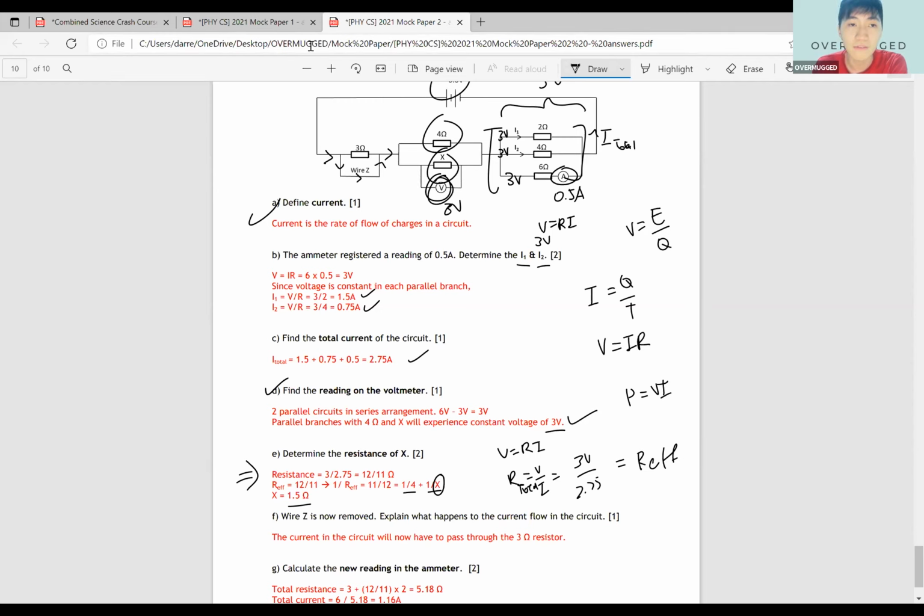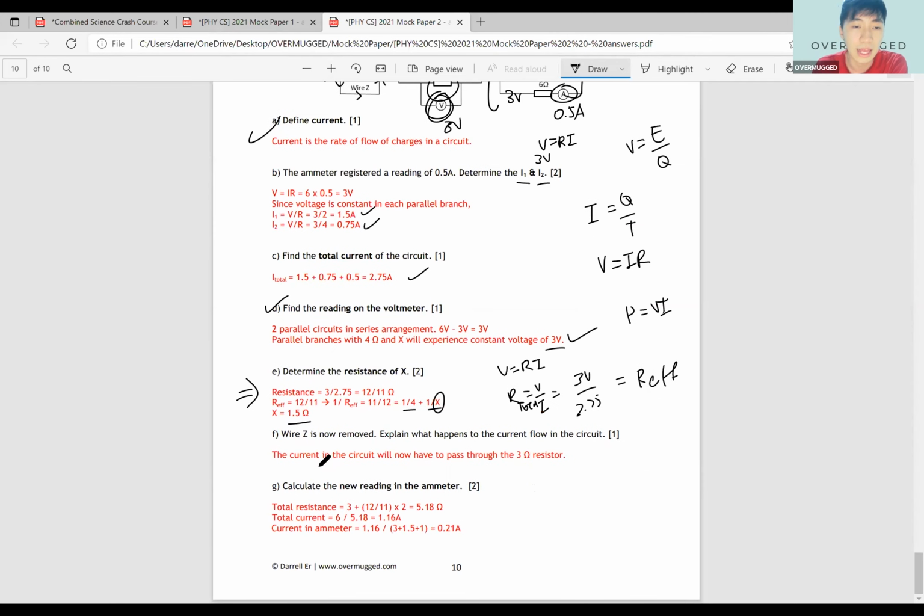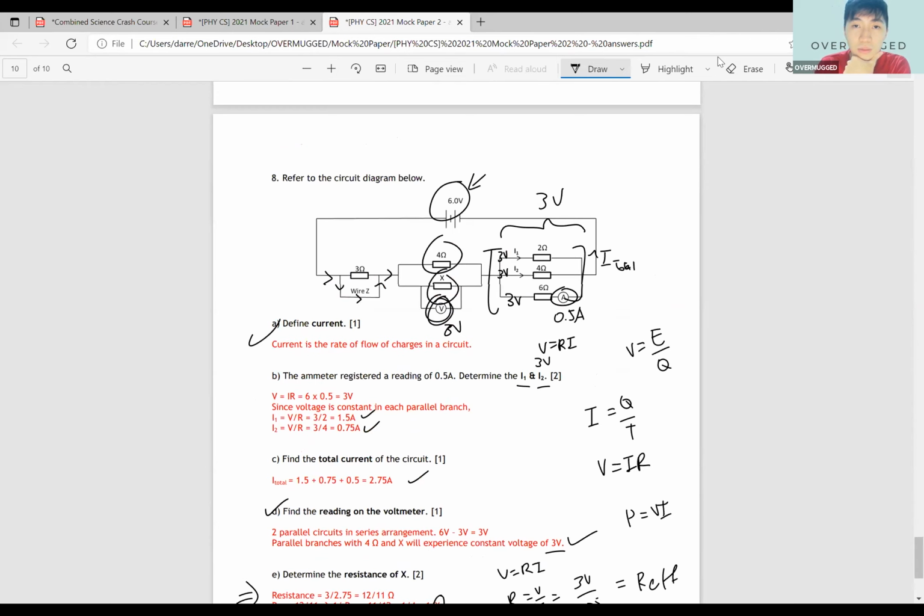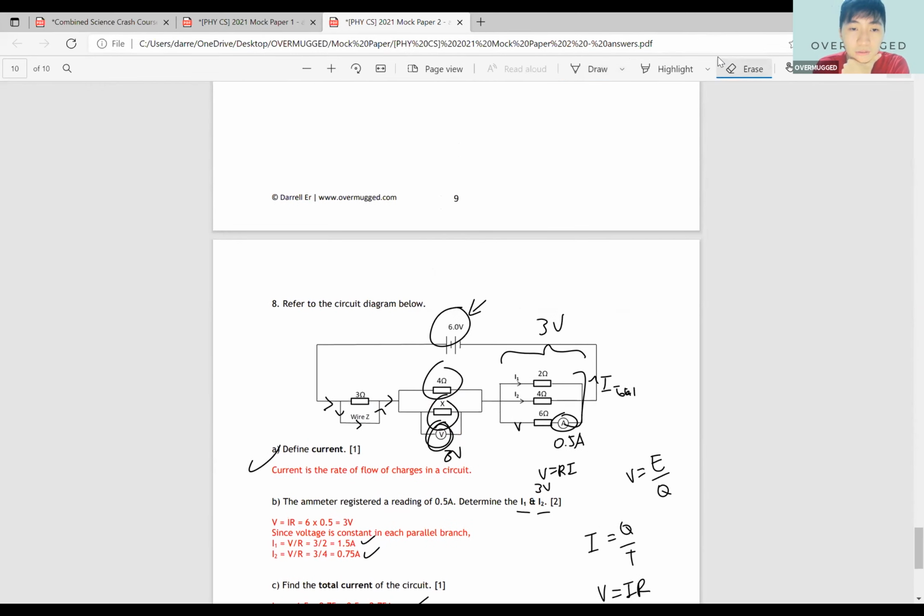And if I remove wire Z, what happens is now my current would flow through the 3 ohm resistor. That's part F. And lastly, to calculate the new reading in the ammeter, we just need to find the new current, the new resistance after we add in the 3 ohm. Then because my voltage is still the same, I would be able to find my total current. And when my total current approaches this point, this is the last part already, so stay with me. When I have my total current here, how does my current split?